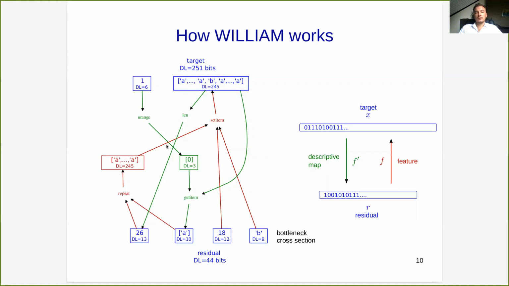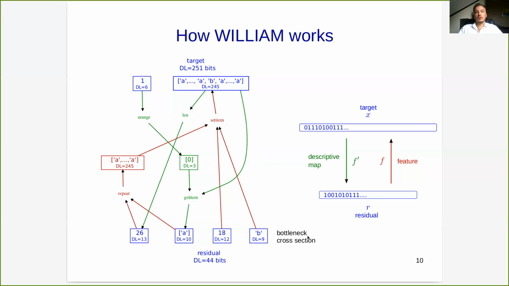So the green part is the descriptive map, goes from top down, computes the residual, which is the list of blue nodes below, and the feature reconstructs the target again. So the way it works is that this is a cyclic graph here, and he searches for the bottleneck. So he searches for a list of nodes that separate the graph, and the sum of description lengths of whom are the shortest. So he searches for the narrowest part in the graph.